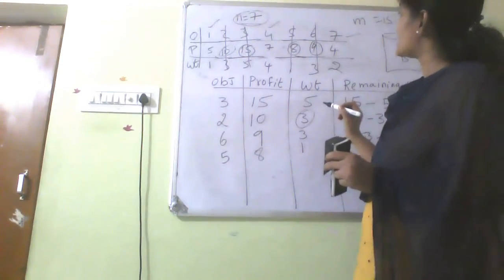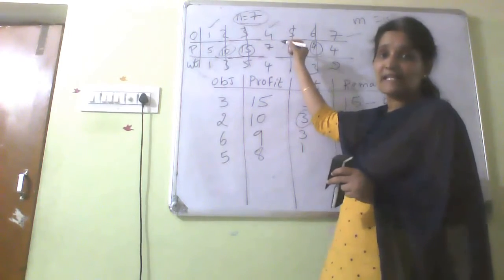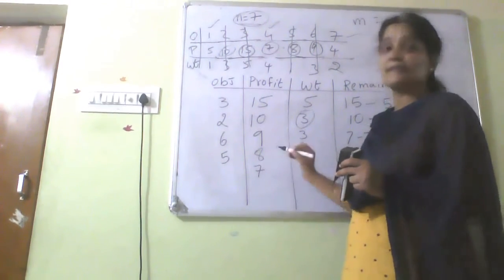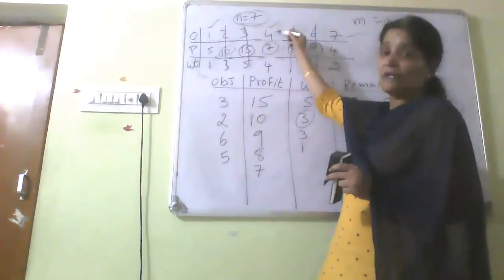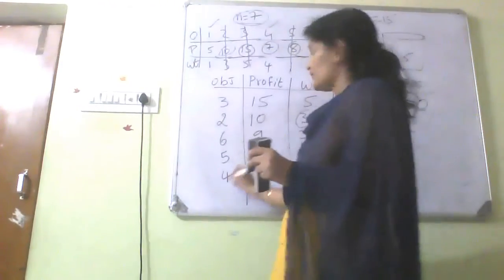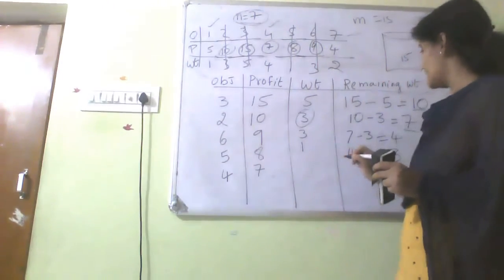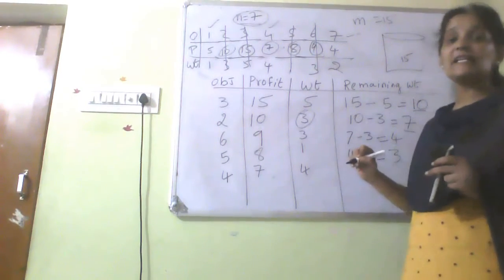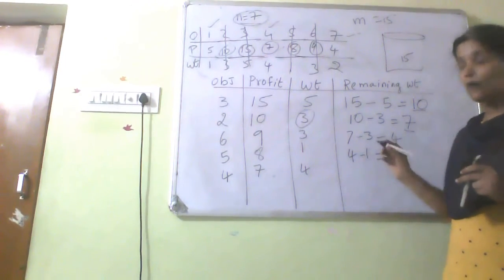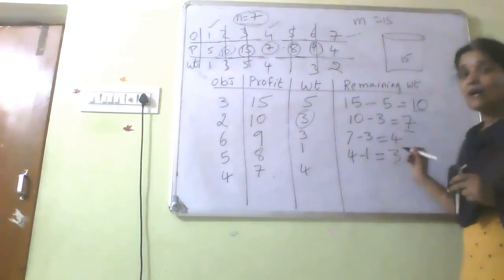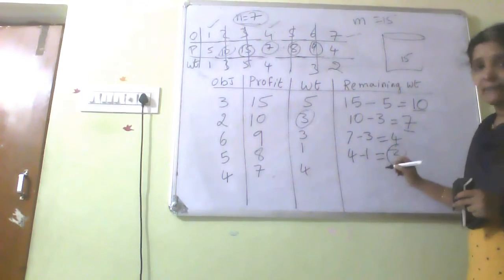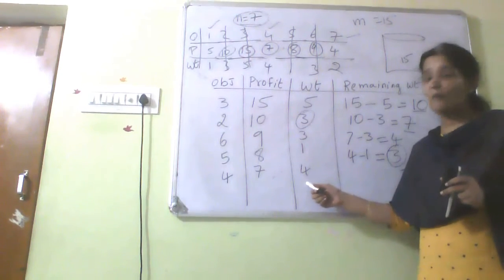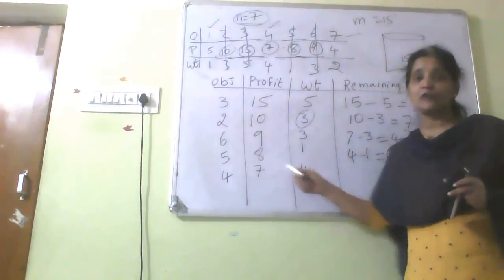Now what is the next maximum we have? The next maximum profit we have is 7. What is the corresponding object? 4 is the corresponding object. And what is the corresponding weight? The corresponding weight is 4. Now you should observe here one thing. How much capacity is remaining in the bag? It is 3.